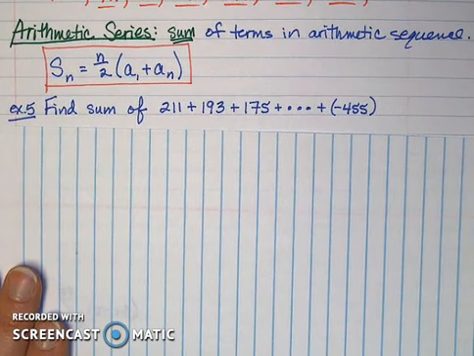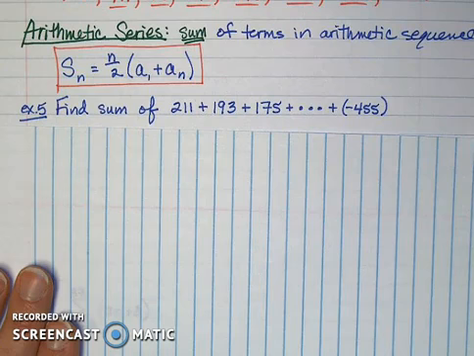If I gave you this series, and you notice it's a series now because I've got plus signs in there, it's not just a sequence. 211 plus 193 plus 175, and the last term is negative 455.